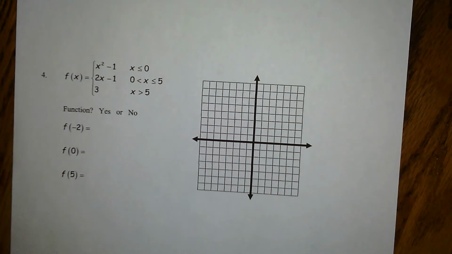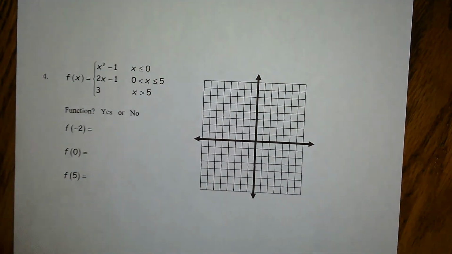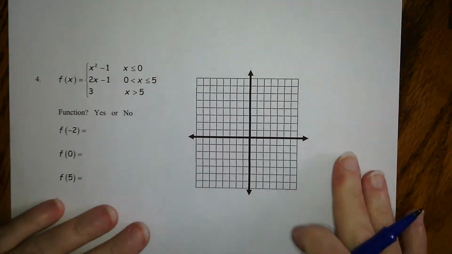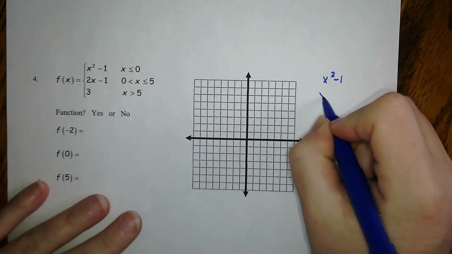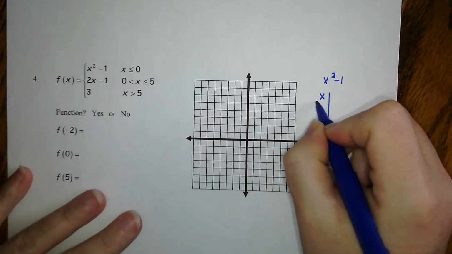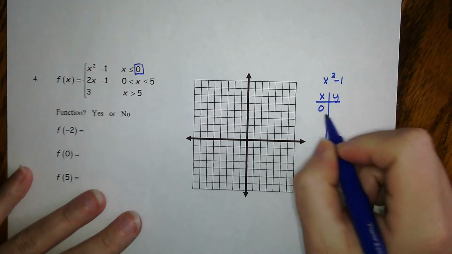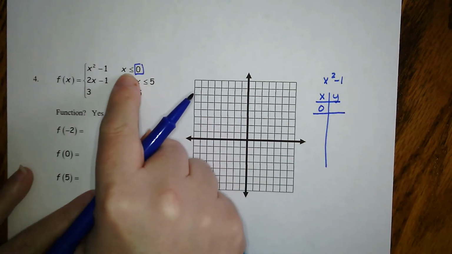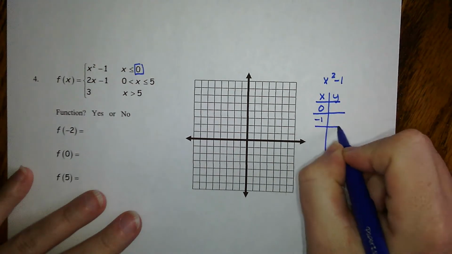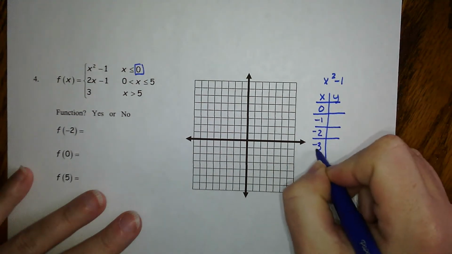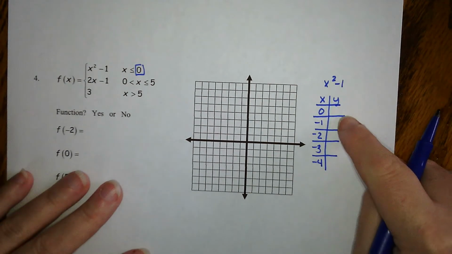So the first thing we're going to do is take a look and notice that our first one is a quadratic. It's got that parent function x squared. So we are going to start with that one. So we're going to write x squared minus 1 down. And our x values that go with this, we are going to begin at 0. And they want values that are less than or equal to 0. So less than 0 is -1, -2, -3, -4. And we're going to plug these values in and see what values we get for y.